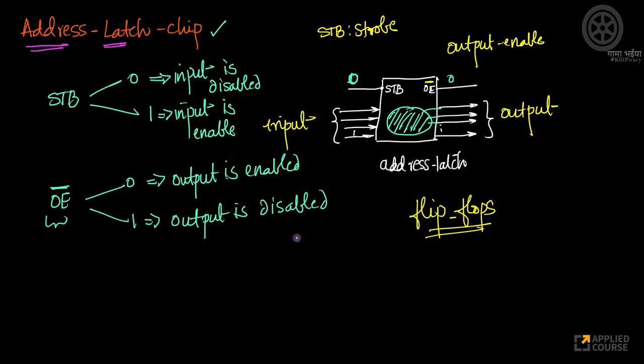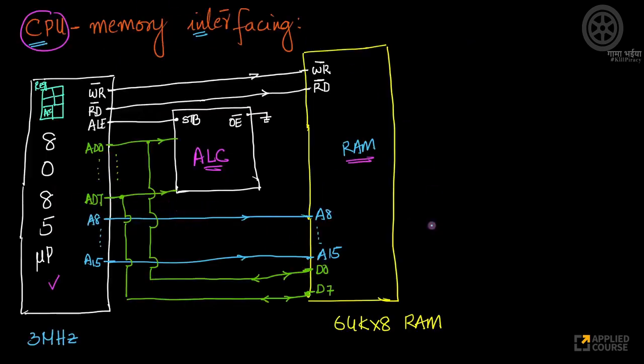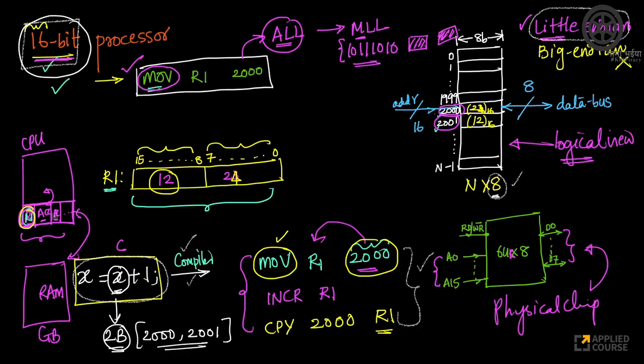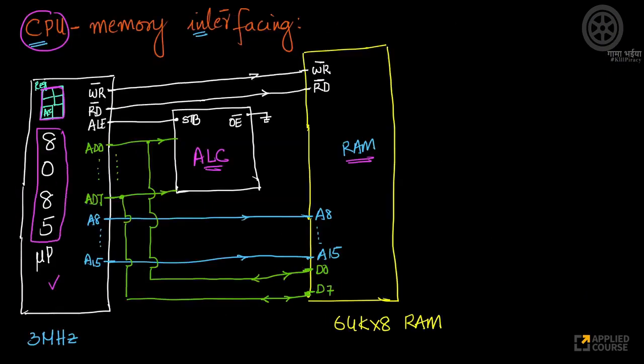Now the whole interfacing works as follows. This is the most important diagram, so let's go through it step by step. Let's assume I have a microprocessor, say an 8085 microprocessor. These are the registers that I have in my microprocessor. As we discussed earlier, when we understood how the move instruction works, every microprocessor has some memory internal to it, called registers.